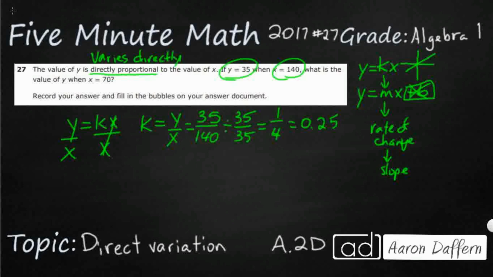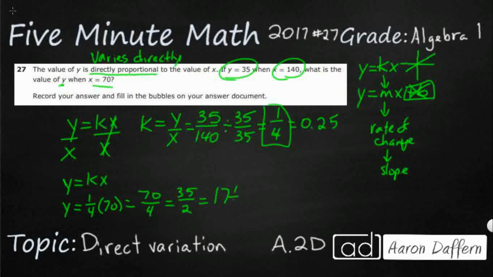Now, all we need to do is plug that back into our original y equals kx. So y equals kx. I'm looking for the value of y, so my x is 70, so it's just going to be y equals, I'm going to stick with the 1/4. You could do 0.25 if you want to. And then my x is 70. All right, so that's going to be 70 over 4. If we want to bring it down a little bit more, 35 over 2, which is going to be 17 and 1/2.